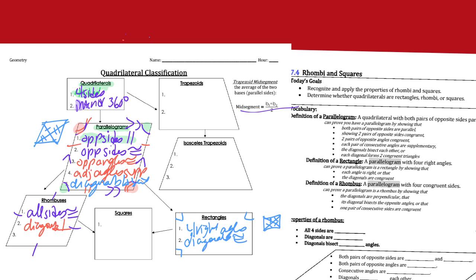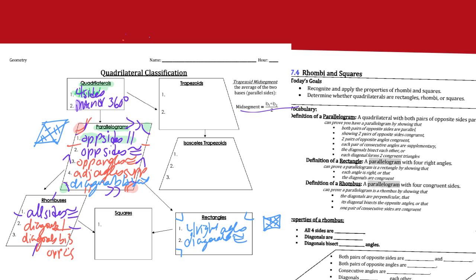And then the last one would be that we've got four congruent sides. We've got perpendicular, and then also that the diagonal bisects the opposite angle. So diagonals bisect the opposite angles. And we'll talk about what that means. And so if you've got a parallelogram who is also a rhombus, you'll notice that all the sides are congruent. The diagonals, if you drew them, are perpendicular to each other, and then the diagonals bisect the opposite angles.